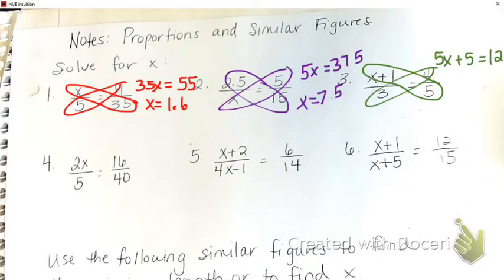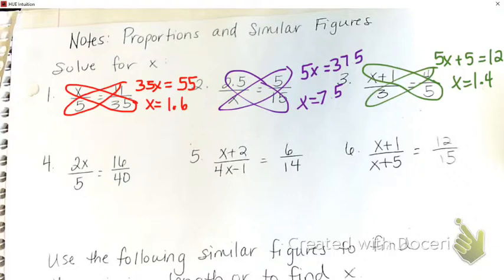And then we're going to get x by itself, so you're going to subtract 5, and then divide by 5. Questions? Okay. Number 4.